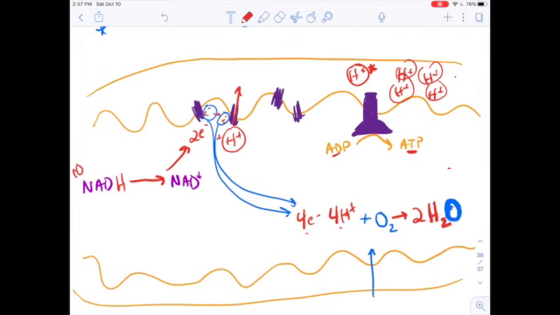Okay, so if we used up, there were 5 of these here. 1, 2, 3, 4, 5. Let's leave 1.